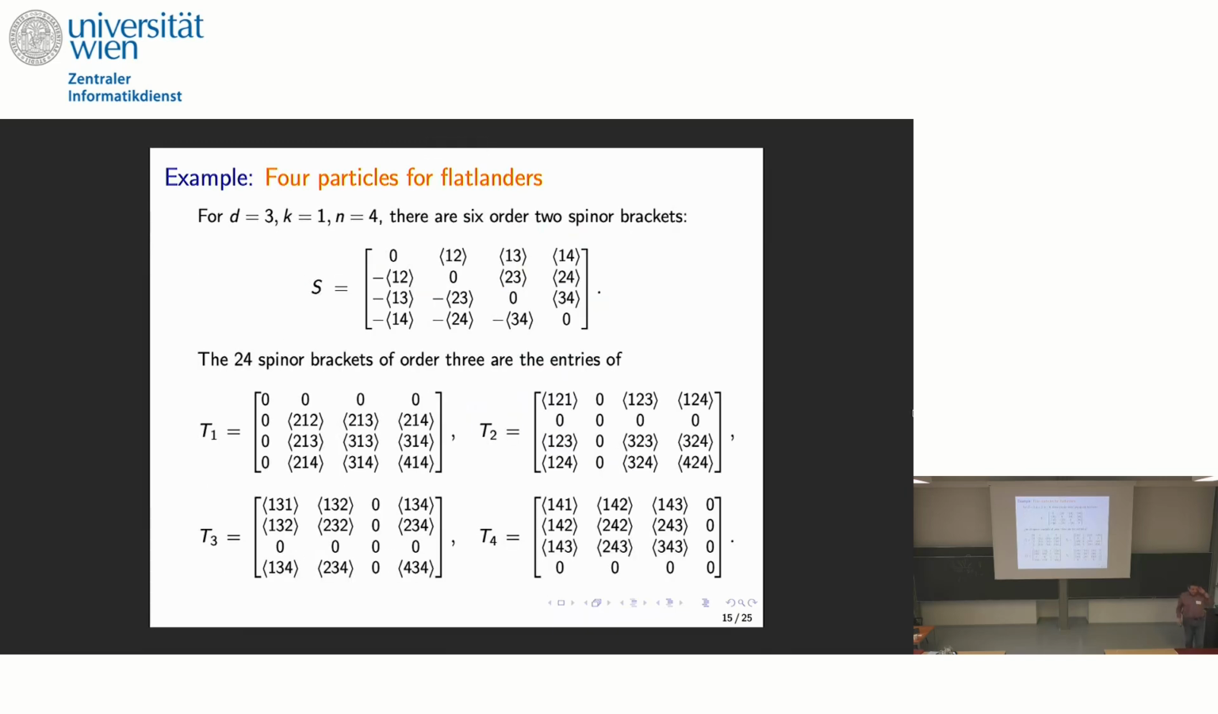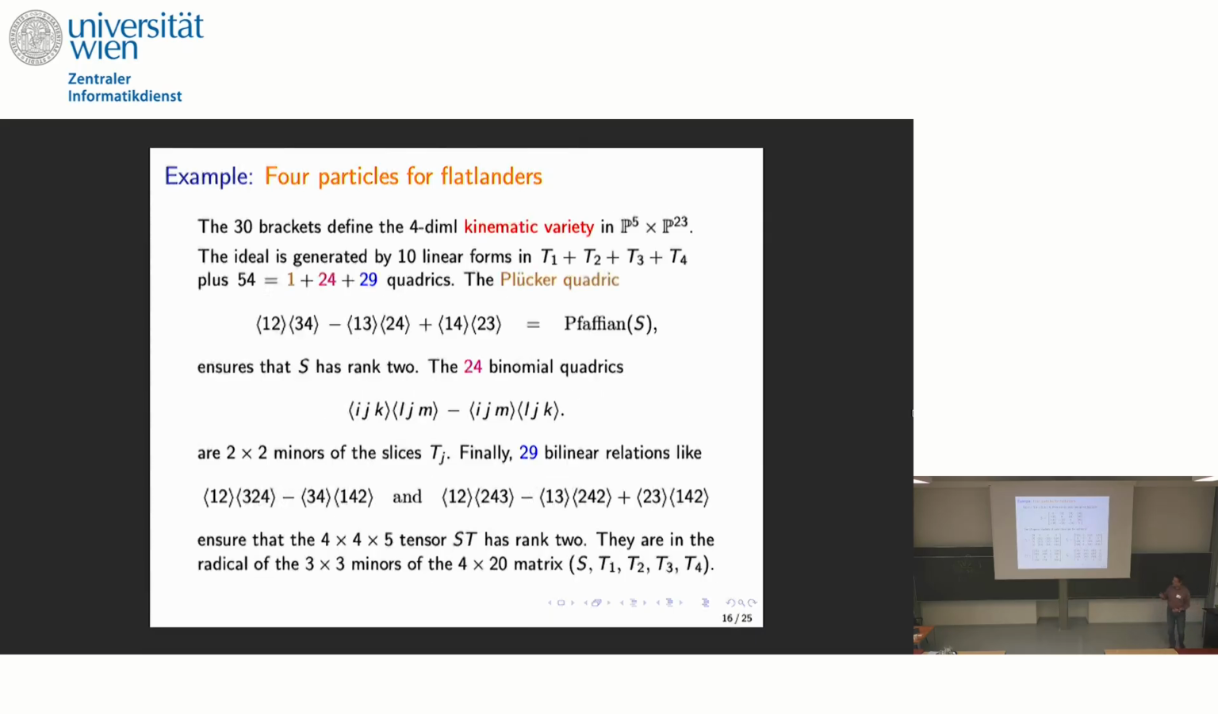Okay, well, the talks here are called kinematic varieties. Well, I had these baby varieties at the beginning, the IDN, now let me tell you an adult variety. So an adult variety is the variety of algebraic relations among these spinor brackets. So here we go, right? So this is 4 particles for Flatlanders. So for Flatlanders, D is 3. They have 2 space dimensions and 1 time dimension. So we had 24 plus 6 makes 30 brackets. That defines a 4-dimensional kinematic variety.